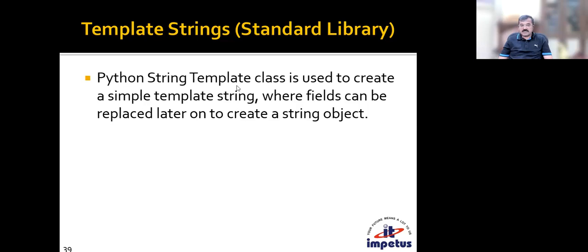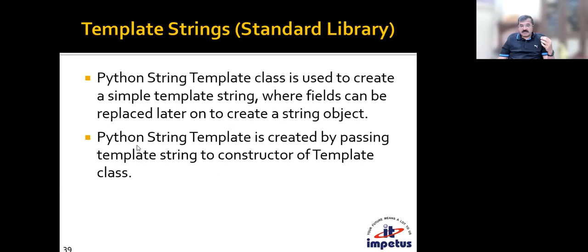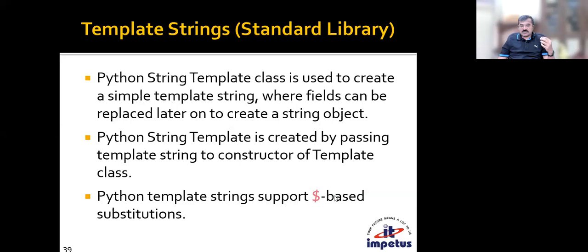The Python string Template class is used to create a simple template string where fields can be replaced later on to create a string object. As the name says, template string, you create a template in which you're going to substitute some data to create newer and newer strings. So you will have a template in which I say, hello dash dash, how are you? That dash dash should get replaced with the names at every iteration. So we can have the same template where some parts will get substituted, some parts will get replaced. It is created by passing a string template to the constructor of the Template class, and template string supports $-based substitution.